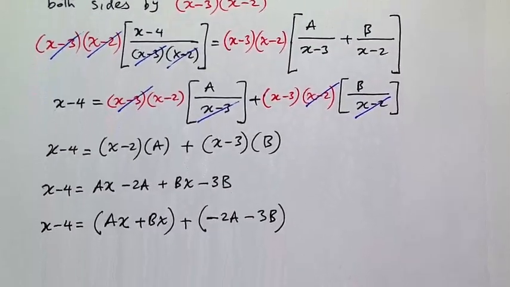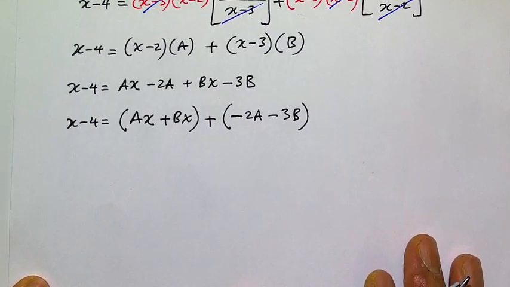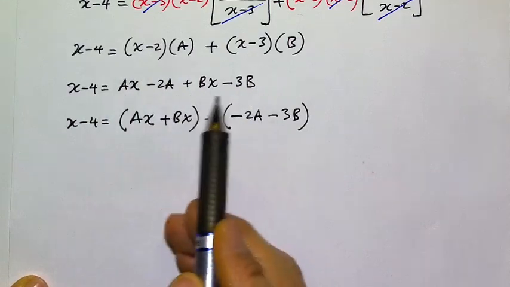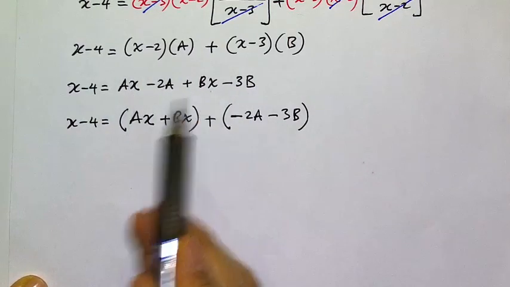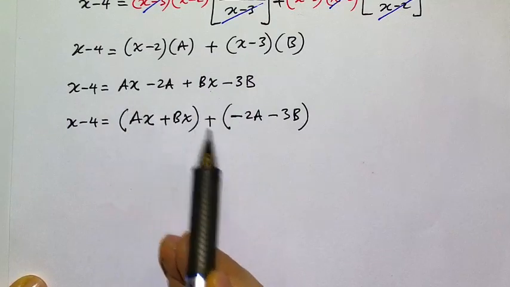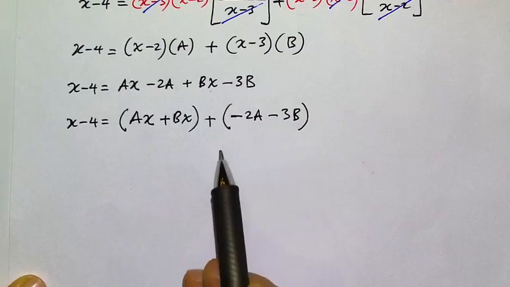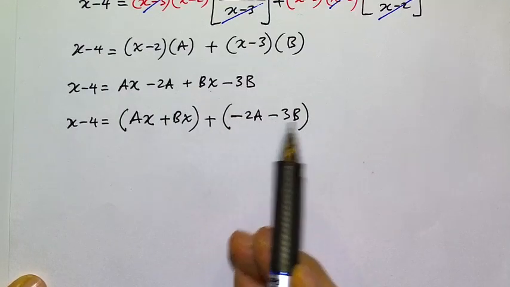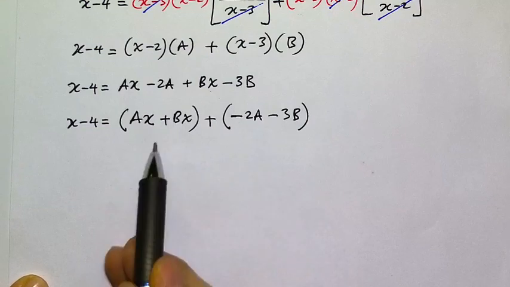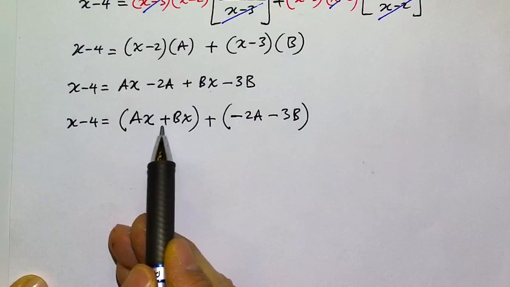Oops, sorry, I was off the screen. My apologies. Let me move this up. So after I distributed this on the right side, now I'm grouping the terms that have x in them plus the terms that have no x in them, right? I just put parentheses just to show that I'm grouping them. That's all. Now, let's factor out the x from this group.